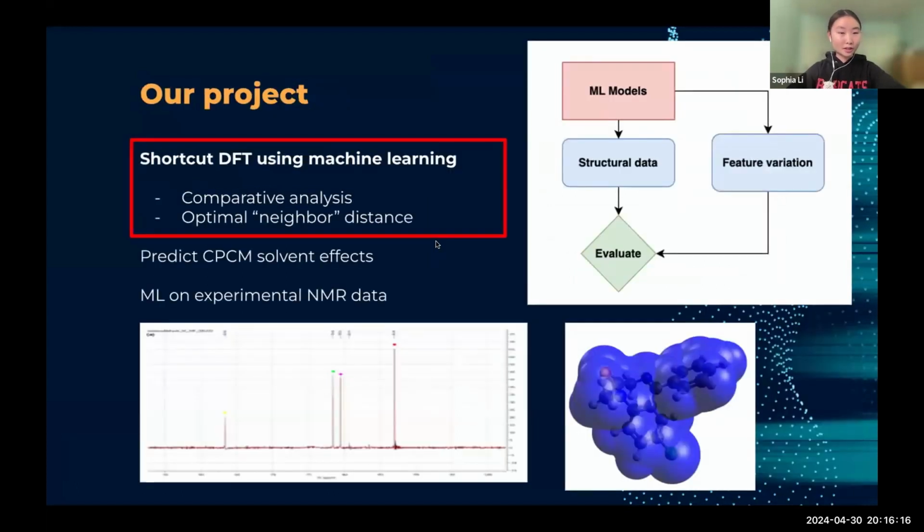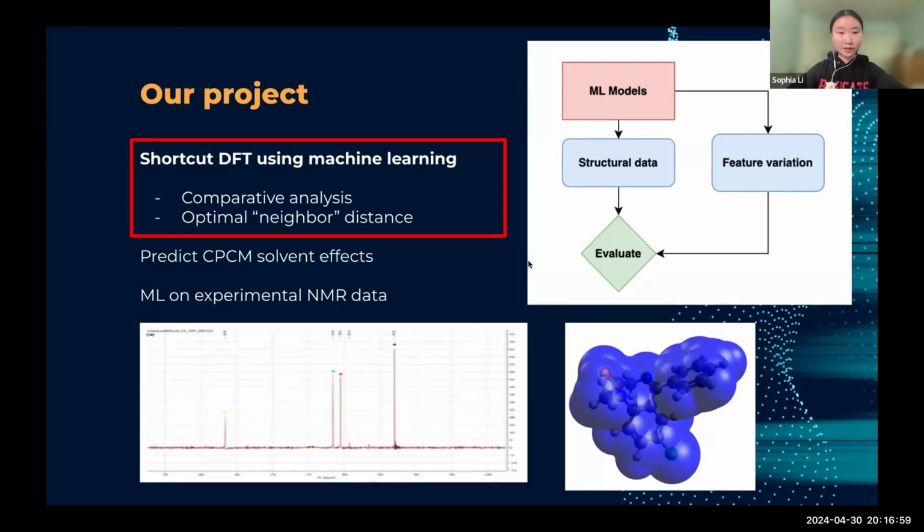Okay, so DFT is relatively accurate and somewhat efficient, but for context, one DFT calculation can take up to several thousands of seconds, whereas one machine learning prediction might take only a couple milliseconds. So the first major phase of our project, which we are currently working on, is to shortcut DFT using machine learning. The first subphase of this major part of our project would be to perform a comparative analysis. We'll be comparing the performances of different machine learning models on how well they can predict DFT results. And the input for these machine learning models will be the local atoms around each fluorine. We can call these atoms neighbors.